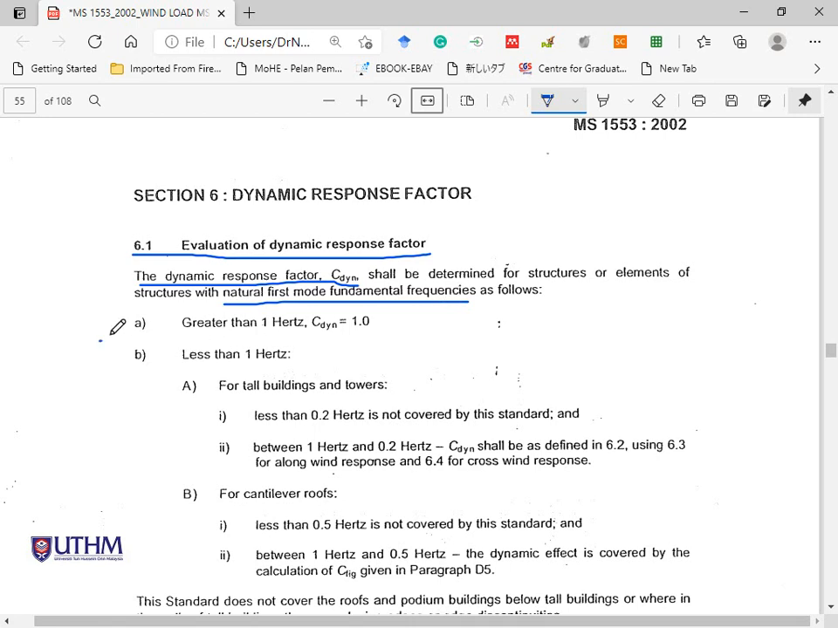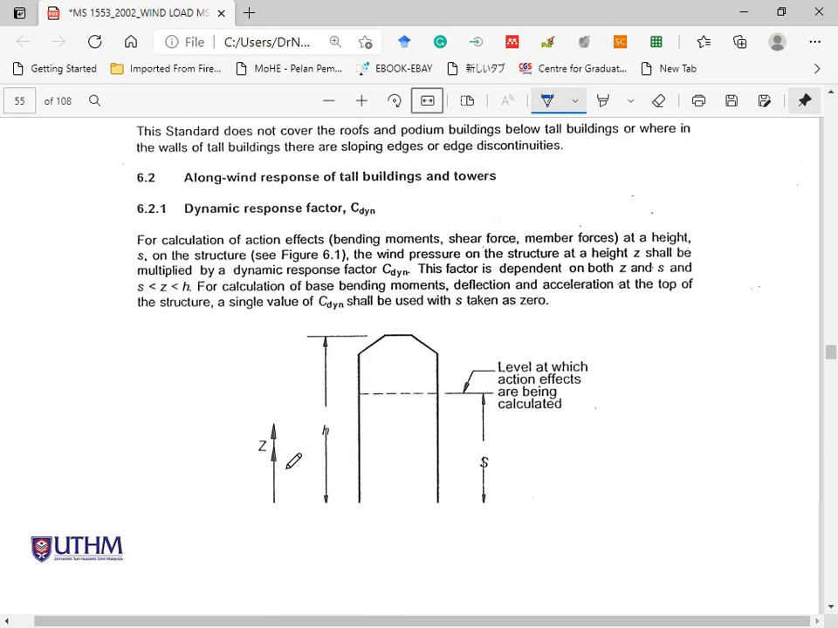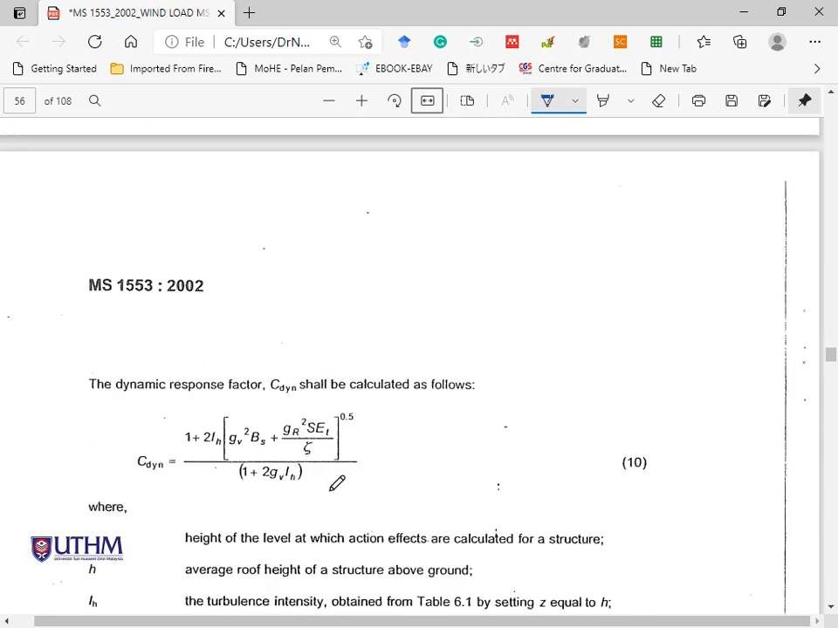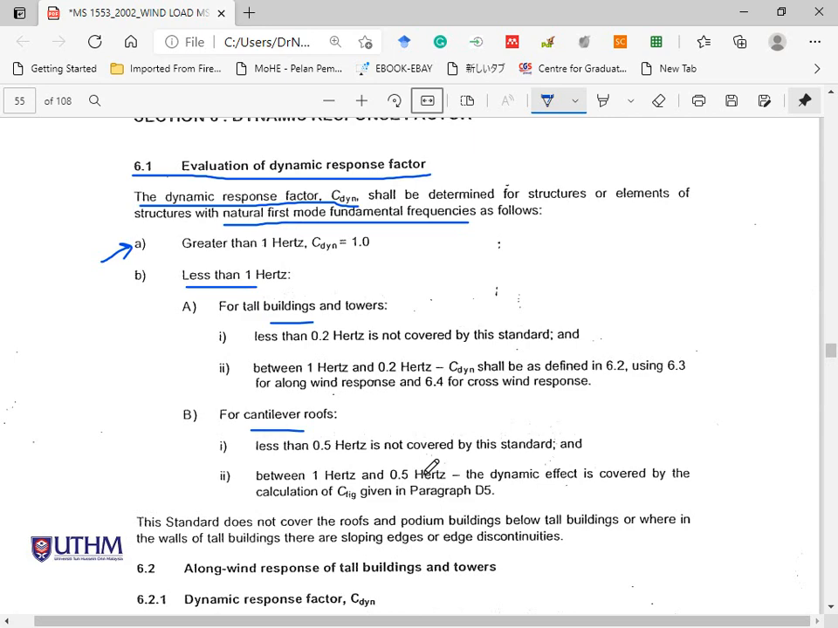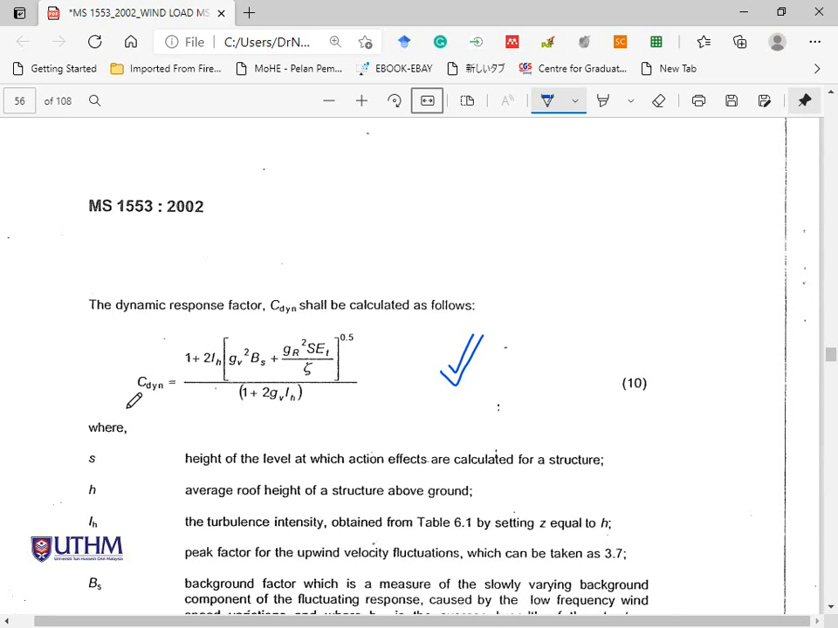So basically we take it as 1 for greater than 1 Hz. The dynamic response factor is equal to 1. This is for less than 1 Hz, for the cantilever, tall buildings and towers. This is the definition for the H here. The C dynamic also can be calculated using this one. For greater than 1 Hz, less than 1 Hz, you need to calculate the dynamic response factor using equation 10 here.